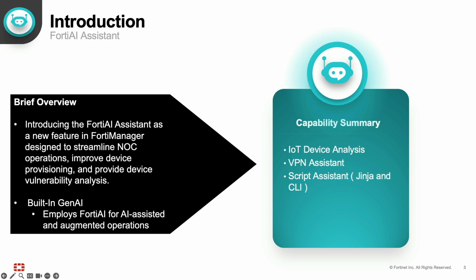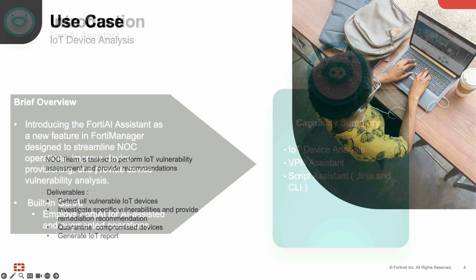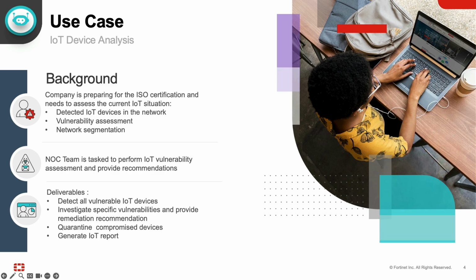With its AI-driven insights, your team can anticipate issues before they impact the network, ensuring optimal uptime and reliability. The capabilities of FortiAI Assistant extend to IoT device analysis, offering detailed insights into device behavior and security. It also includes a VPN assistant for secure connectivity and a script assistant which supports both Jinja and CLI scripting for advanced configuration tasks. Today, we will delve into a critical aspect of our network management: IoT device analysis.